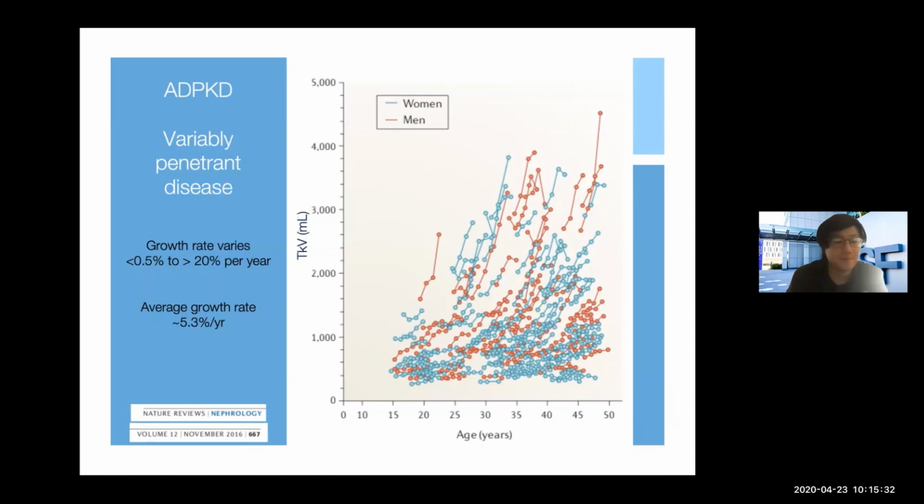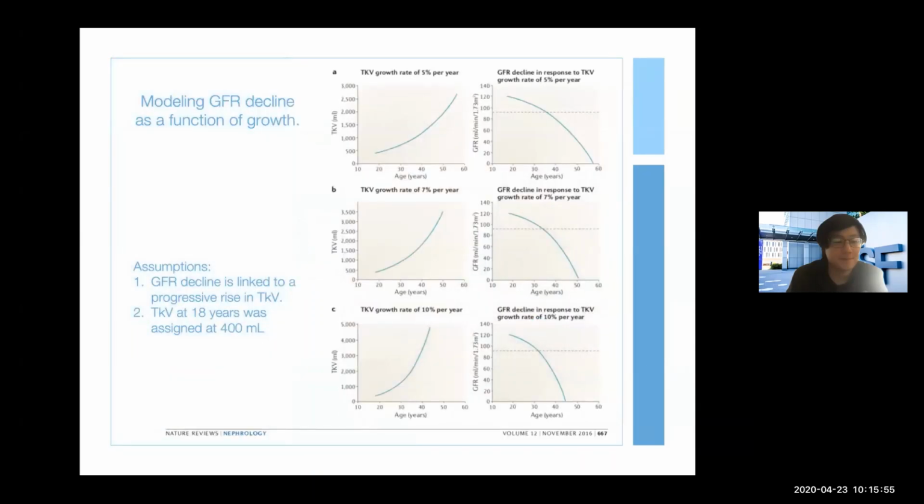So if we look at this curve, you can see an example of a person here who has a very dramatic rise in their total kidney volume in their 20s. This is a very rapid rise. And yet you can see patients out in their mid 40s, early 50s that have a very flat rise in their total kidney volume. And total kidney volume is important because it's tied to loss of GFR.